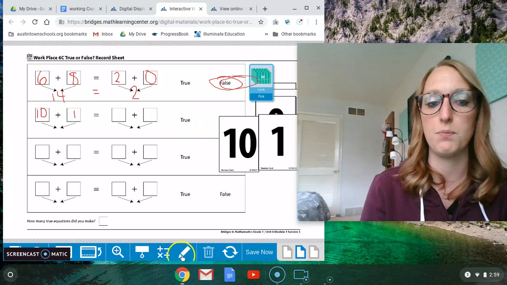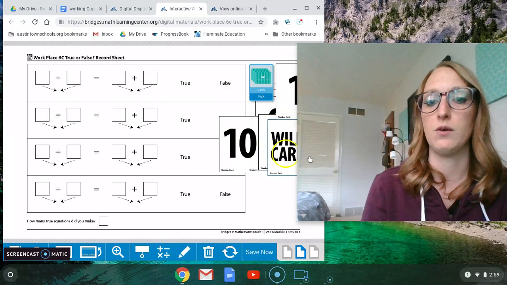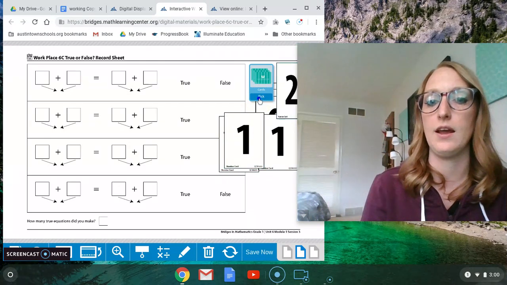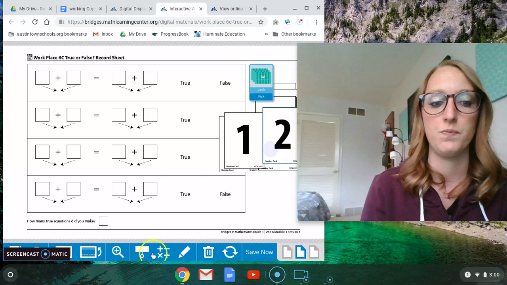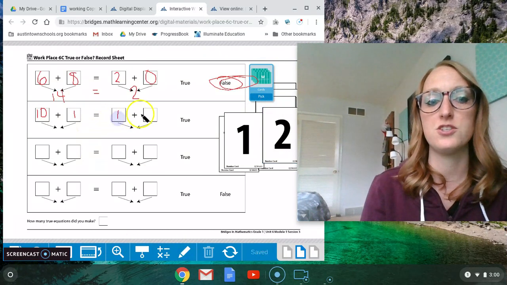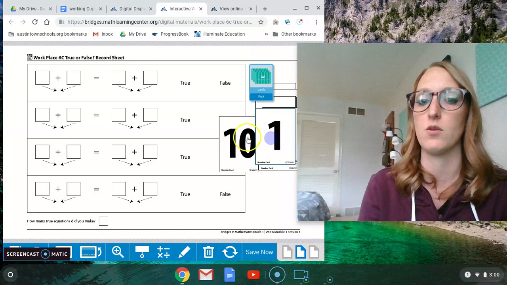For the other side, I'm going to pick again. Pick. Oh, I got a wild card. I'm going to get rid of it. 1 and another pick. 2. Okay, so on this side, I have a 1 plus a 2. I bet a lot of you are already noticing the answer, whether it would be true or false, just right off the bat. Let me move these cards out of the way.